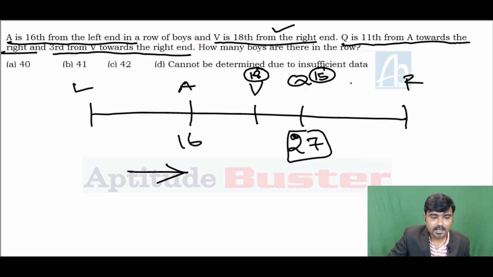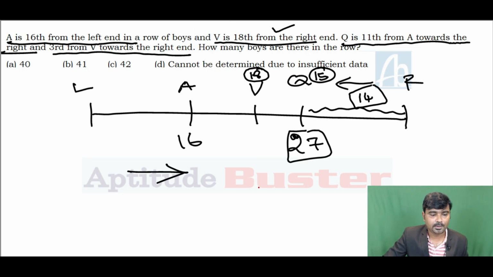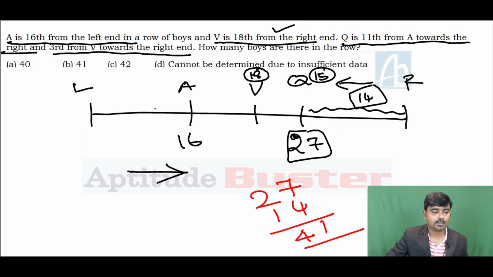Q is 15th from the right end means how many people are there here? In between here totally 14 members are there. Q is the 15th position. So 27 from the left and 15th from right end means 14 people are there here. 27 plus 14, answer is 41. Answer for this question is 41. The most popular wrong answer is 42. Don't add 27 plus 15. That is wrong. The 27 is this position. Remaining only 14 are there.